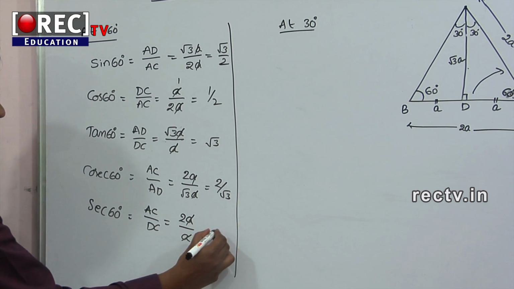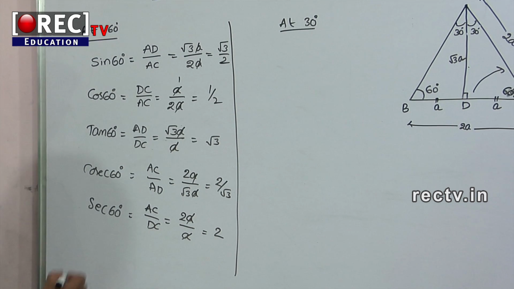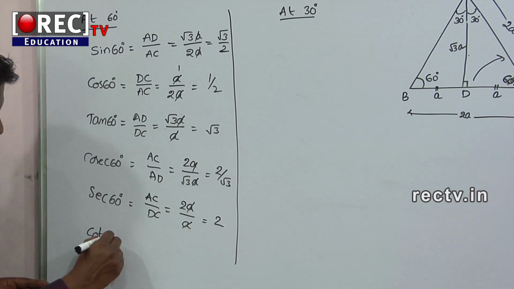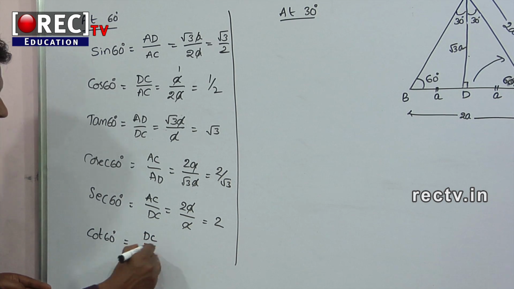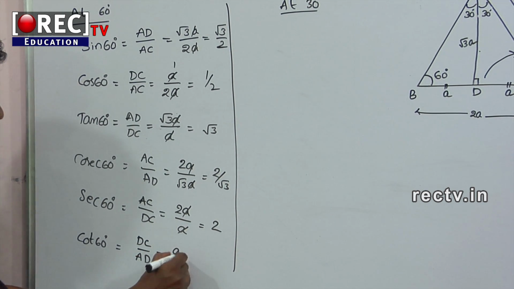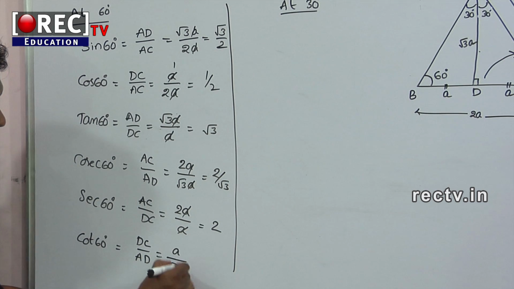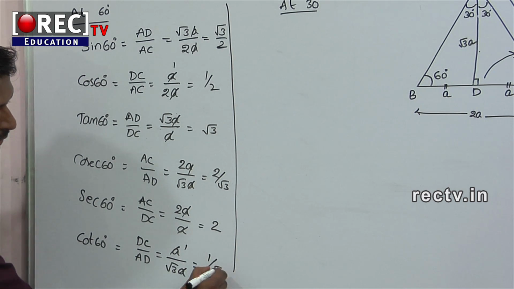A and A cancel, so that is equal to 2. And the last value is cot 60. Cot 60 is the reciprocal of tan 60, that is DC divided by AD. That is equal to A by root 3A. A and A will go and this value becomes 1 by root 3.